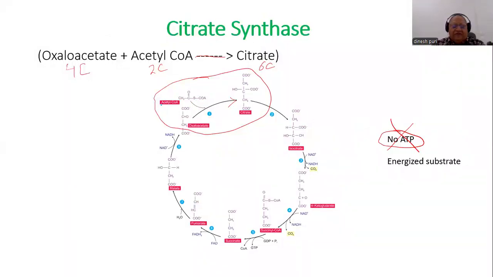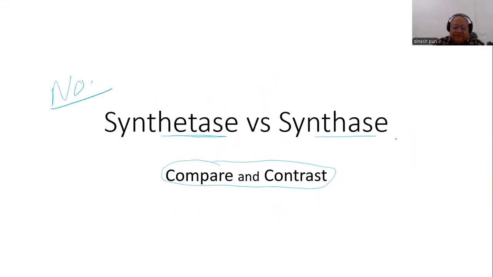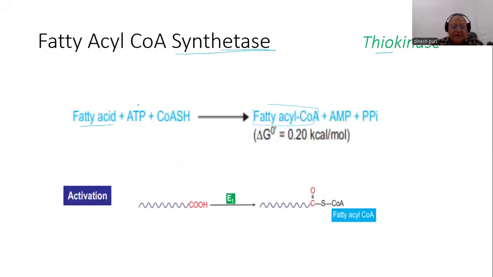All of you know the first reaction of the TCA cycle, which is causing condensation of a 4-carbon compound with a 2-carbon compound, oxaloacetate and acetyl coenzyme A, to give rise to a 6-carbon citrate. So this is the first reaction of the TCA cycle. Now, a closer observation will reveal that this reaction is not requiring any ATP, whereas the previous reaction required input of ATP energy. So to drive forward any condensation reaction, energy is required.